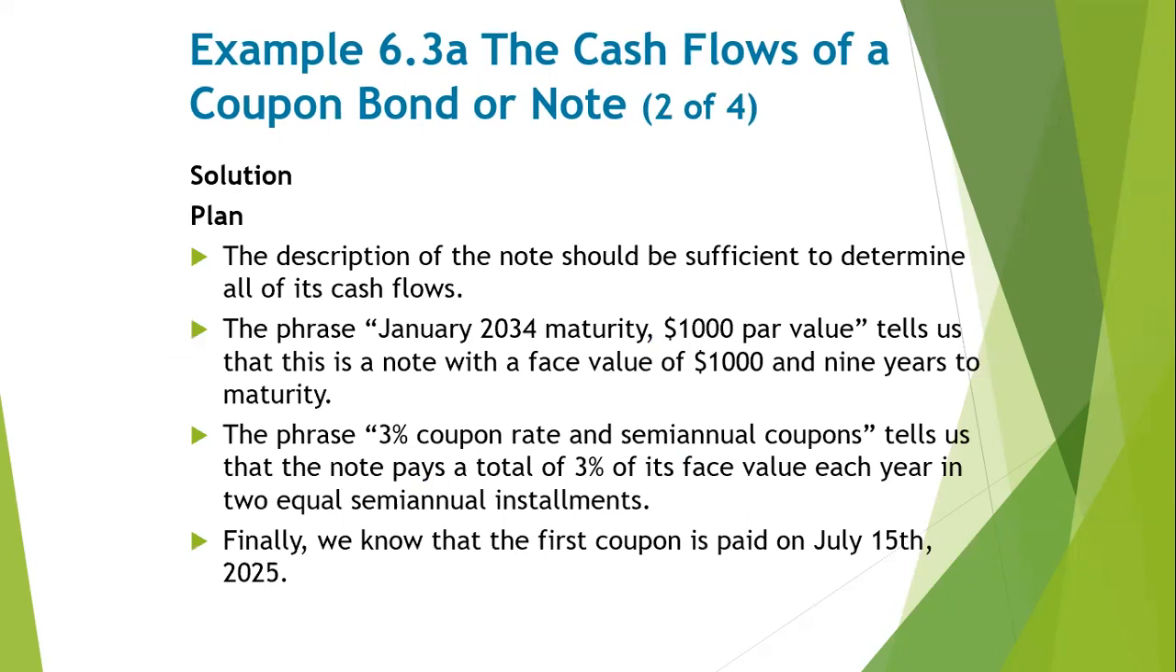The solution plan: the description of the note should be sufficient to determine all of its cash flows. The phrase "January 2034 maturity, $1,000 par value" tells us that this is a note with a face value of $1,000 and 9 years to maturity. The phrase "3% coupon rate and semi-annual coupons" tells us that the note pays a total of 3% of its face value each year in 2 equal semi-annual installments.